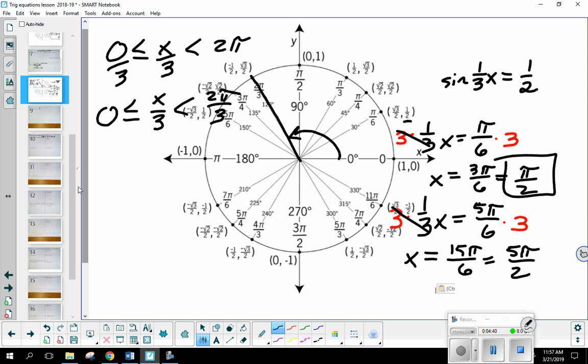Okay. But 5 pi over 2, I would have to go all the way around and then back through. Is that in the interval? Now see, it's outside the interval, so while it's still correct, it's not on the one I'm looking for. Okay.